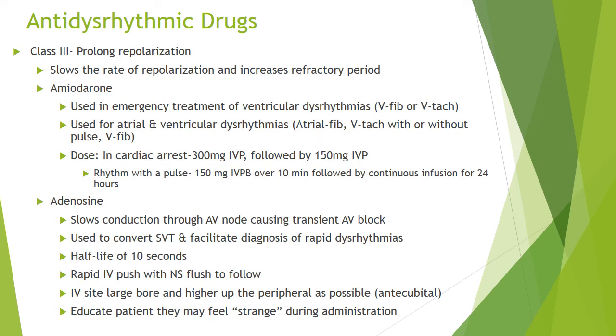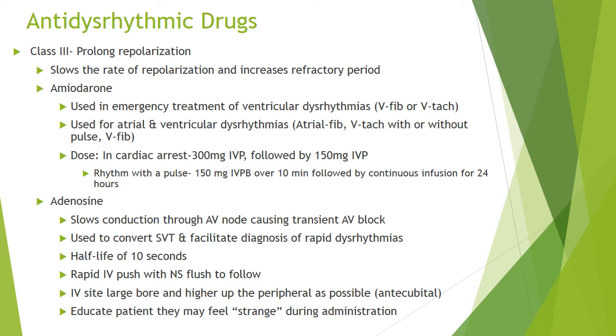Class 3 drugs are really designed to target prolonging repolarization. So they slow the rate of repolarization and increase the amount of the refractory period. Two of these drugs are known as amiodarone and adenosine. Amiodarone is used in the emergency treatment of ventricular dysrhythmias such as VFib or VTAC, and they can be used in atrial dysrhythmias as well, such as atrial fibrillation, as well as VTAC with or without a pulse.